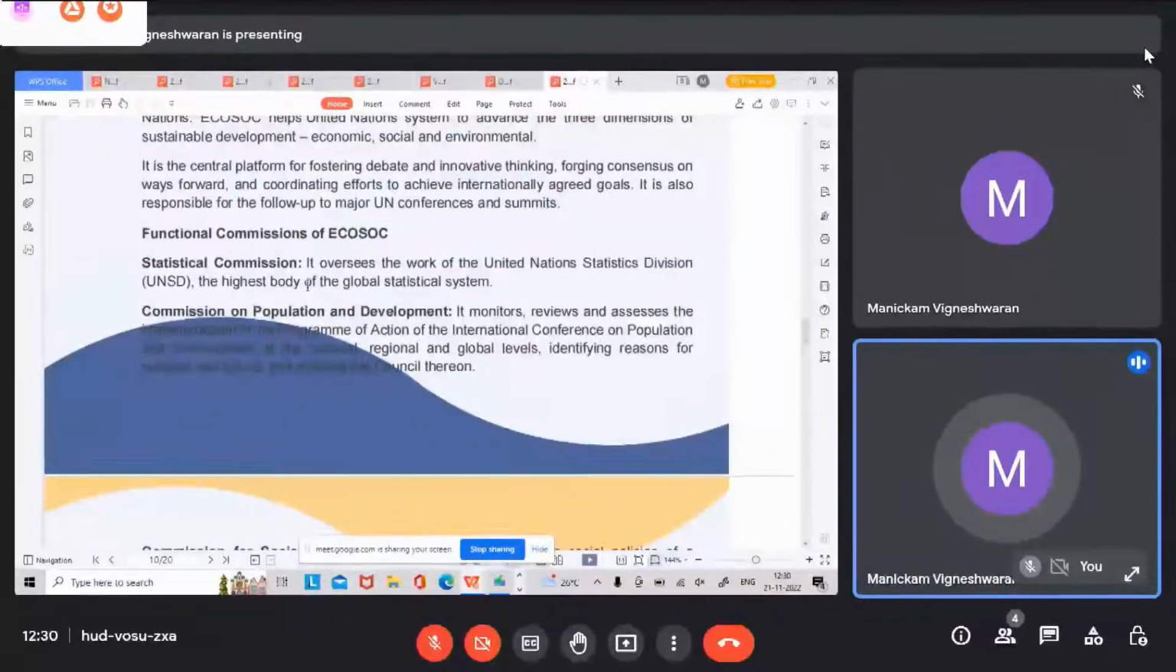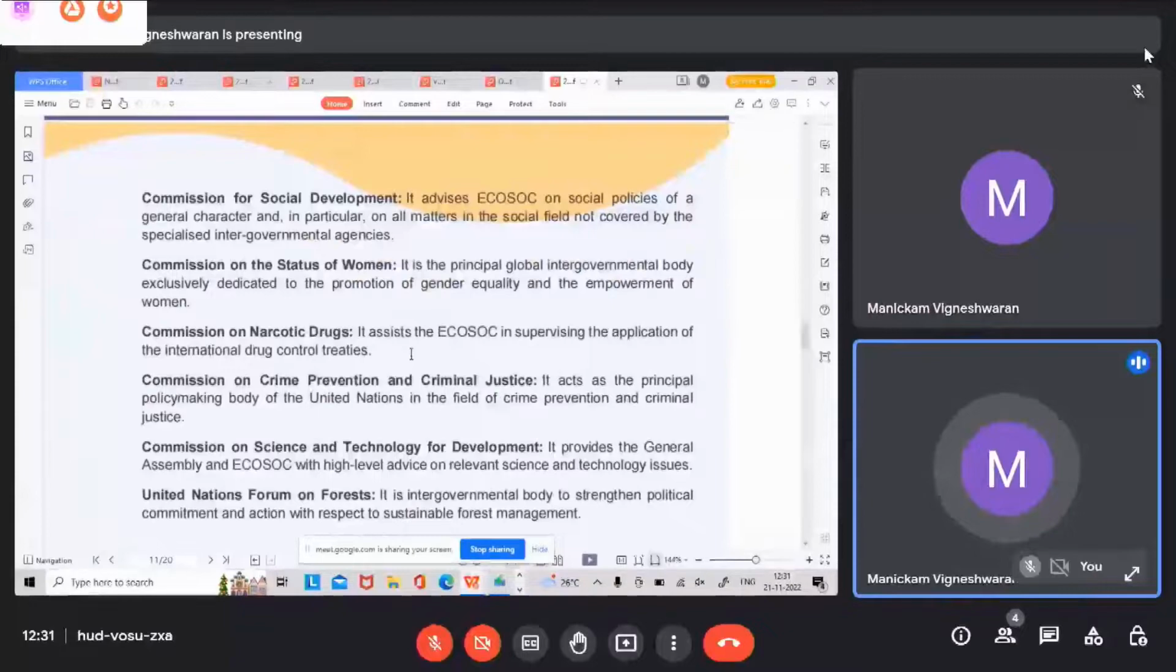First one is the Statistical Commission. It oversees the work of the United Nations Statistics Division, the highest body of the global statistical system. Commission on Population and Development. It monitors, reviews, and assesses the implementation of the program of action of the International Conference on Population and Development at the national, regional, and global levels, identifying the reasons for success and failure and advising the Council thereon. Commission for Social Development. It advises the Economic and Social Council on social policies of a general character and in particular on all matters in the social field not covered by the specialized intergovernmental agencies.